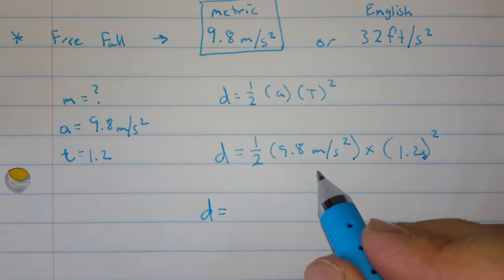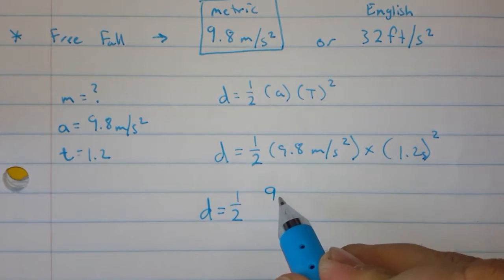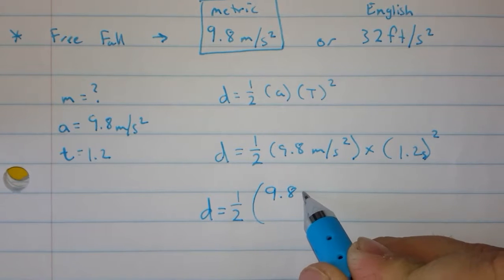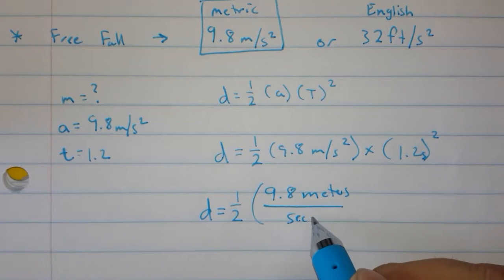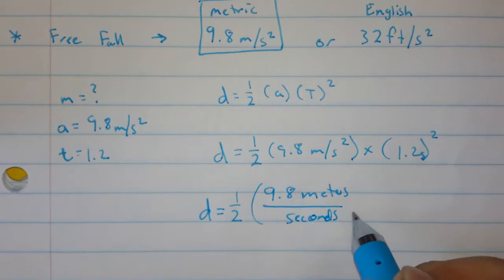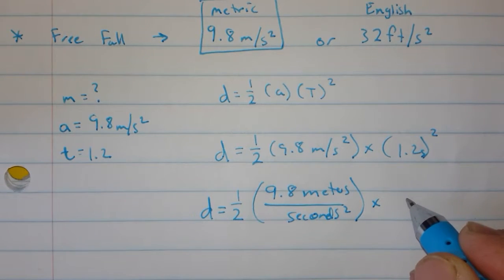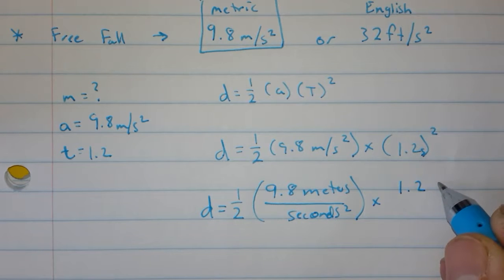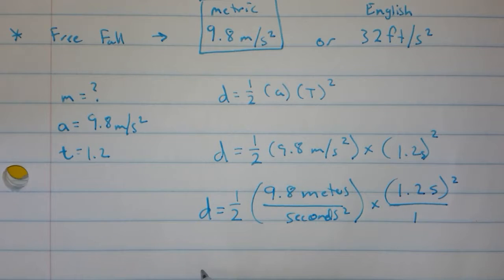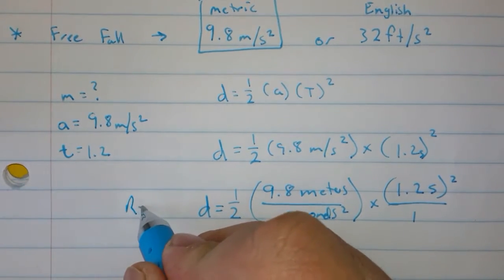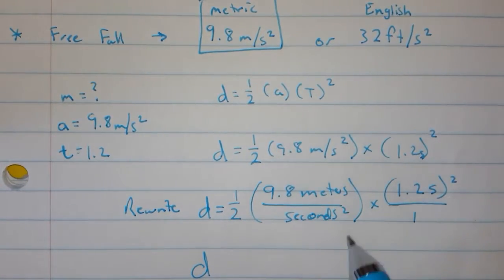Actually, maybe I should write this out a different way. Let's do this. It might help you see how the units cancel out a little easier. Meters per second squared times 1.2 seconds squared. You could have done it this way too, that would have been fine.